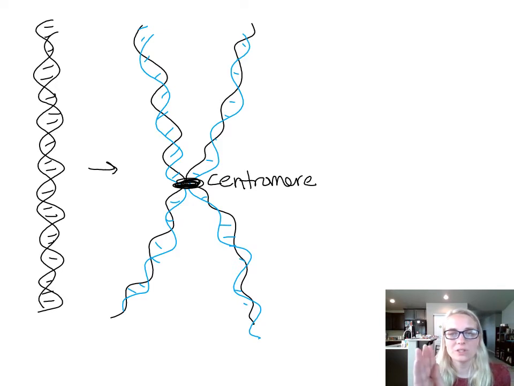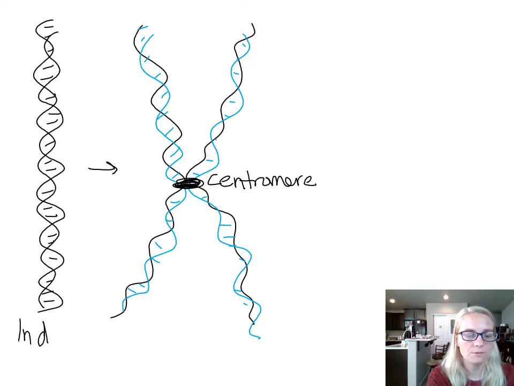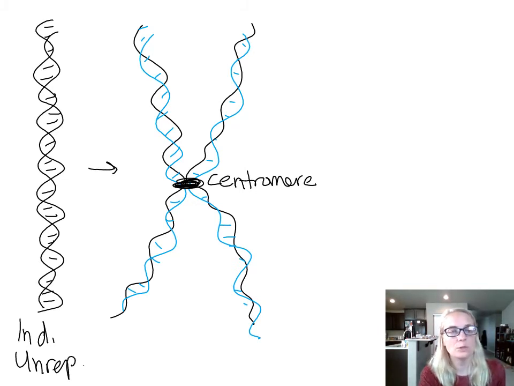So when we have just a single chromosome, sometimes we call this a single chromosome, or I might call it an individual chromosome or unreplicated chromosome. Okay, it's all by itself. This would be what the chromosomes look like in G1 and after the end of anaphase.